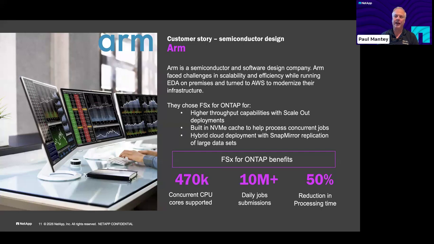I mean, they're running close to 500,000 CPUs in Amazon Cloud with more than 10 million jobs submitted daily. But I think the big thing here is they've seen a 50% reduction in processing time. And this is really engineers going, hey, normally I've been constricted to running on the 2000 cores that I have on-prem, but now I suddenly have 4, 5, 6,000 available in the cloud that I didn't have before. I can get the job done in half the time.